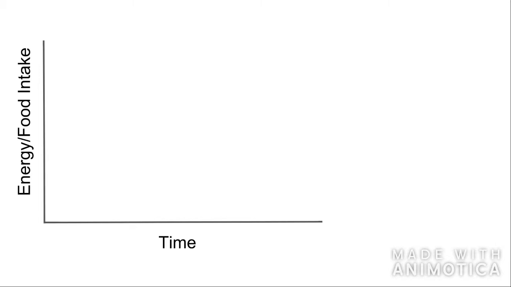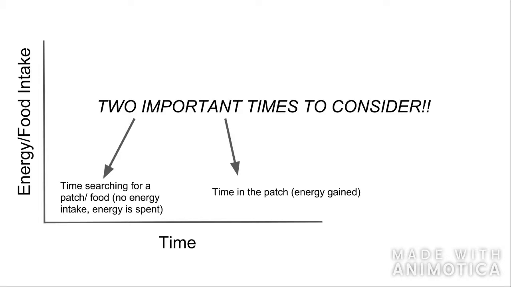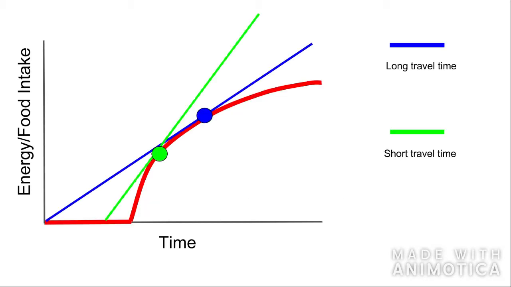Okay, so we plot that with a graph as shown here, and there's again two important times to consider: time searching for food and the time in the patch. Time searching for food shows no energy intake, but time in patch is when the actual energy is obtained. So it kind of looks something like this. You use a tangent line to find the optimal time based on how long the animal is traveling between forest patches. So if it's short, then obviously the energy intake won't be as great as if the travel time was longer.